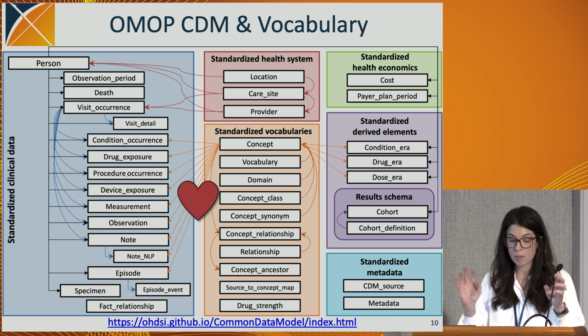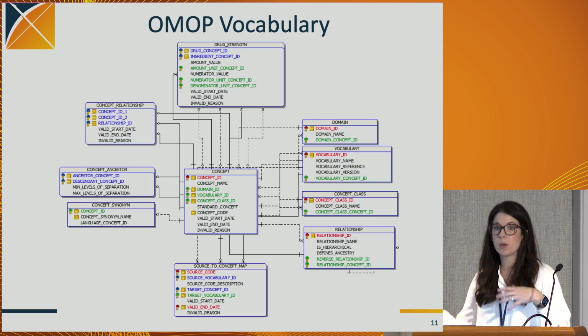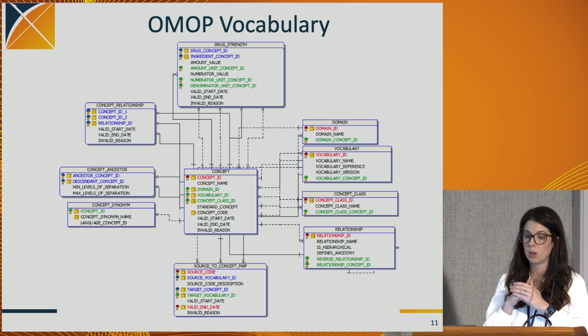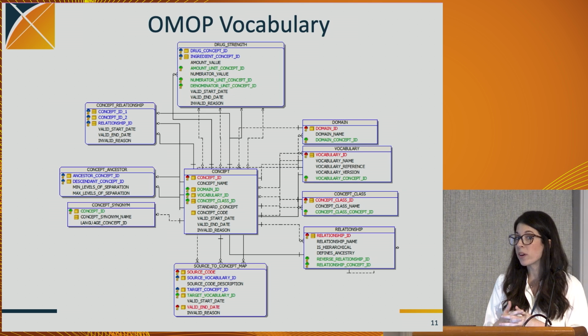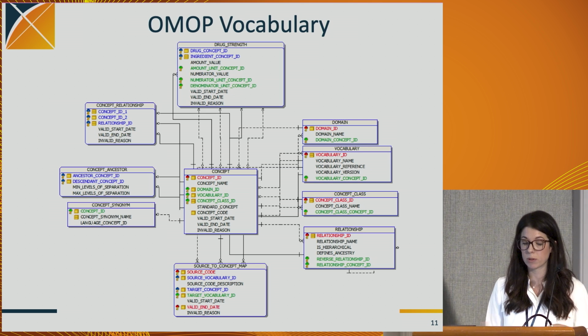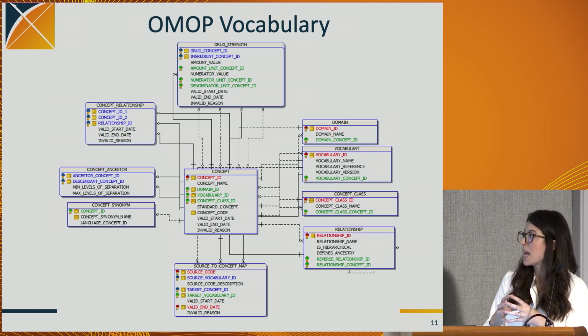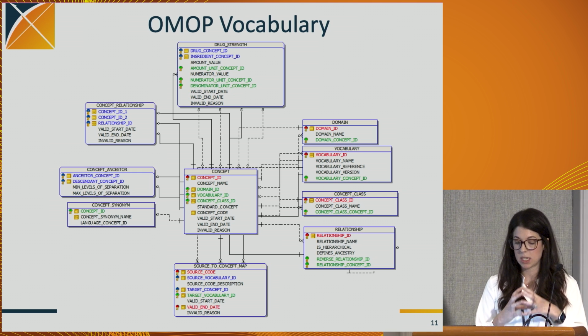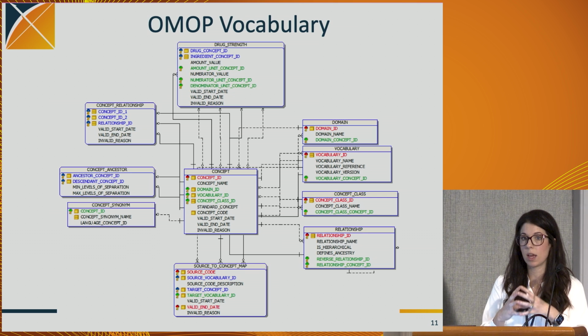All right, so I'm not going to take you through the entire vocabulary schema. Again, that would be really boring, but it is important to know all the tables that go into it. So the main table is the concept table. And as we work through our small example today, we'll be talking and looking at the concept table.